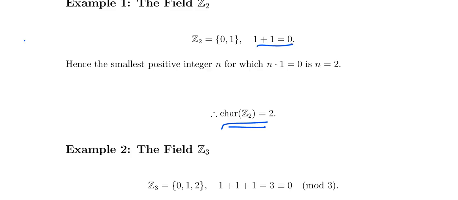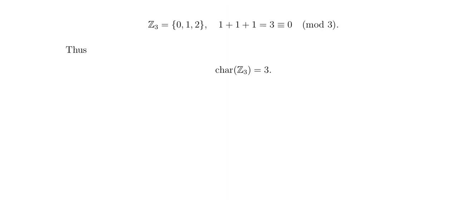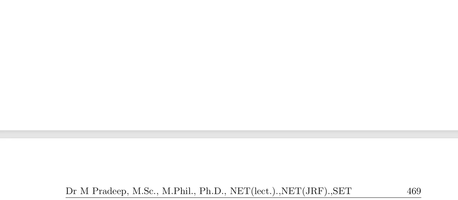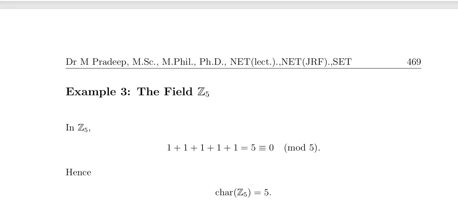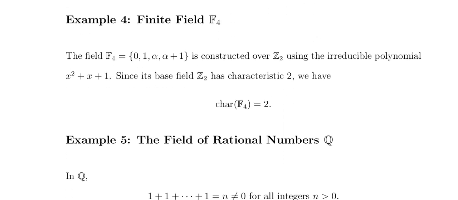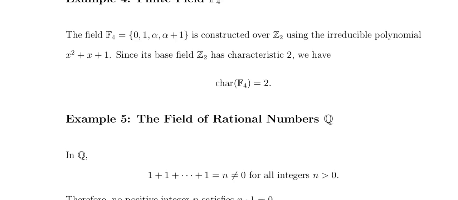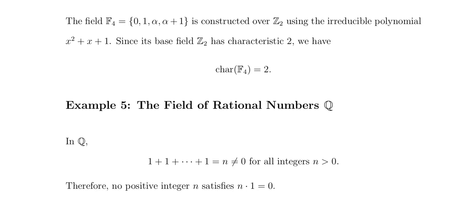Characteristic of Z2 equal to 2 because 1 plus 1 equal to 0. So n is 2 here. In the same way, for Z3, 1 plus 1 plus 1 equal to 3 equal to 0 modulo 3. So characteristic of Z3 equal to 3. And in the same way for the field Z5, characteristic of Z5 equal to 5. What about the finite field F4? F4 is defined as 0, 1, alpha, alpha plus 1, constructed over Z2 using the irreducible polynomial x square plus x plus 1. Since its base field is Z2, the characteristic is 2. So characteristic of F4 is 2.